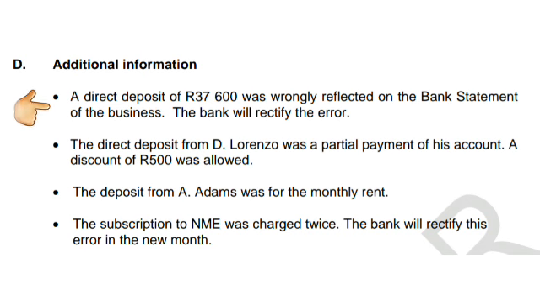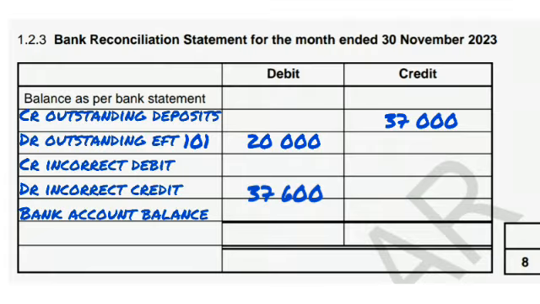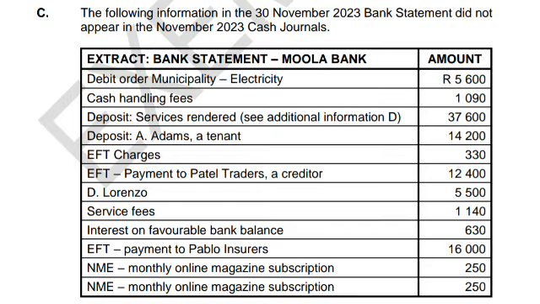So because they credited me with this amount, I'm going to debit it. That's why I'm putting it next to the line item that says debit incorrect credit, because I'm debiting an amount that was incorrectly credited into my account. They credited it. Why? Because it wasn't a deposit, and deposits always go on the credit. But because it wasn't mine, I'm now debiting it to take it out.